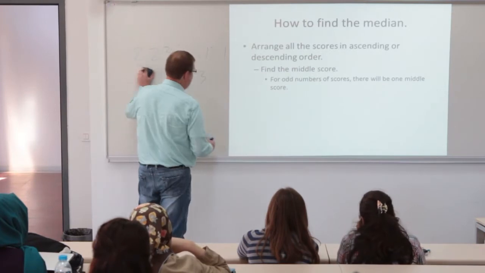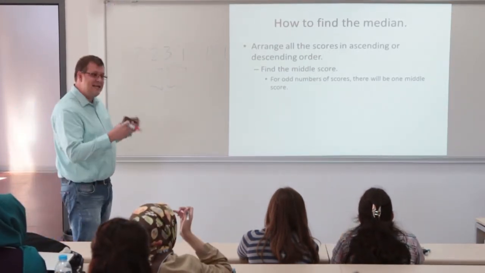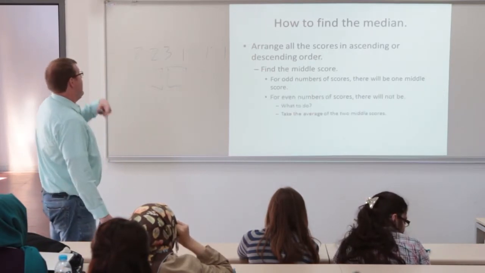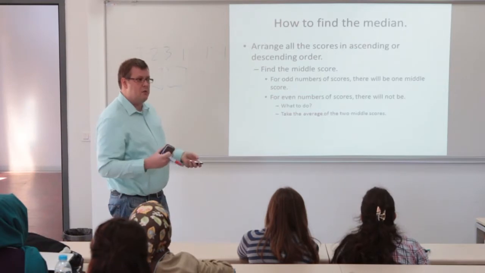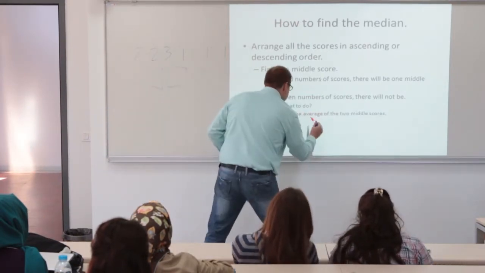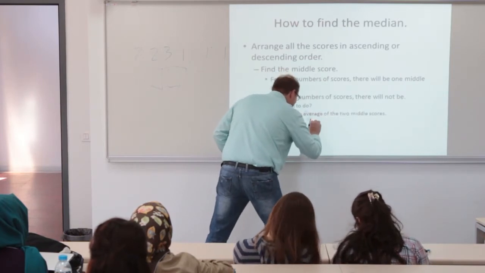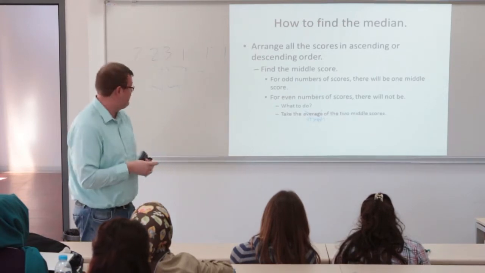Yeah, right. All right, so when we have an odd number of scores, we just find the one in the middle after we arrange them. If we have an even number of scores, there's not going to be 1 in the middle, there will be 2 in the middle. So then we just take, not the average, we take the mean of the 2 middle scores.